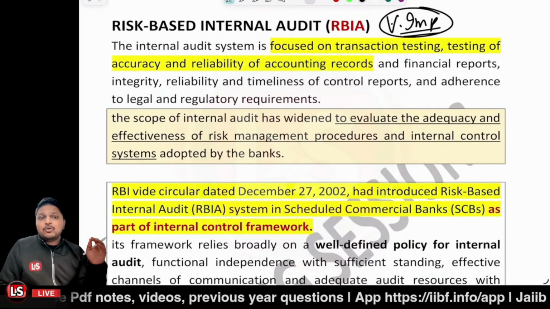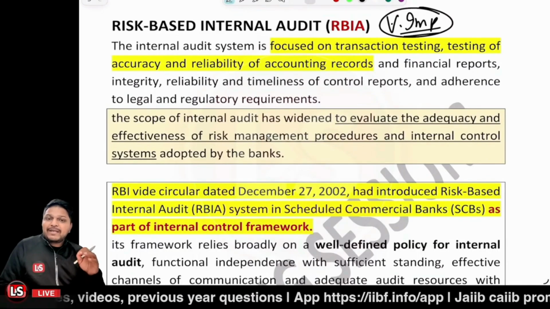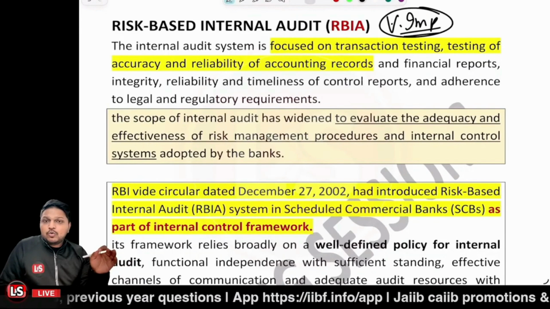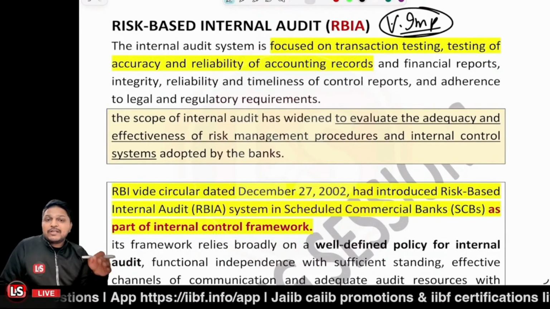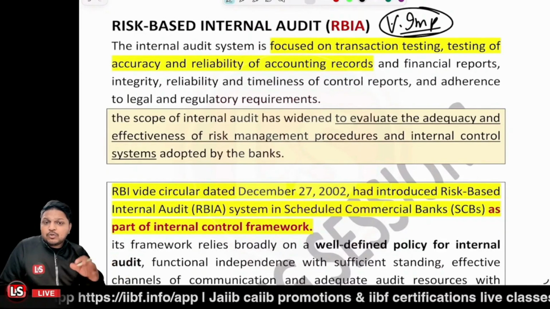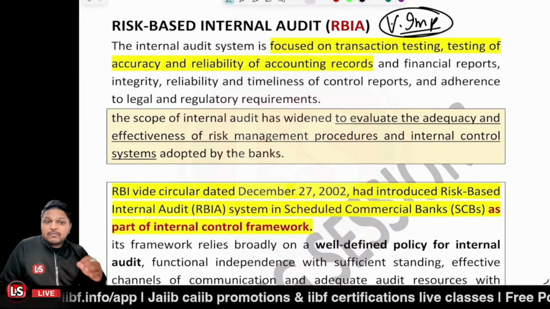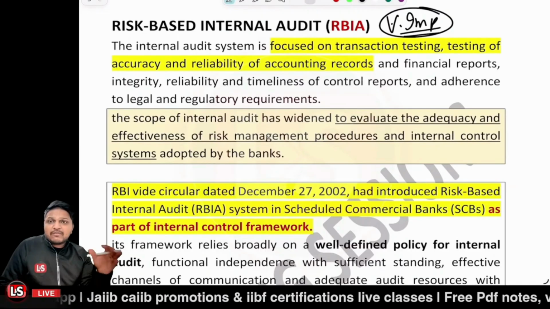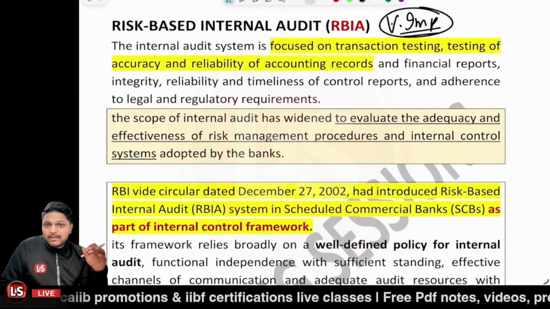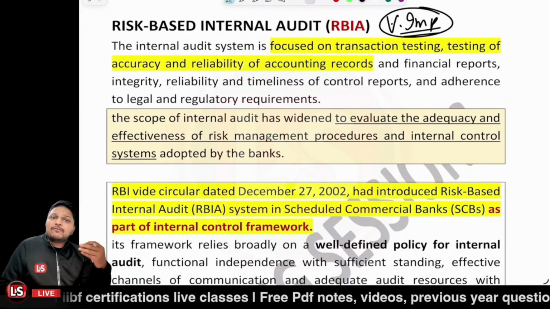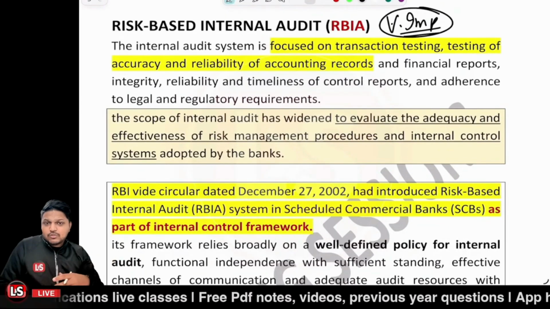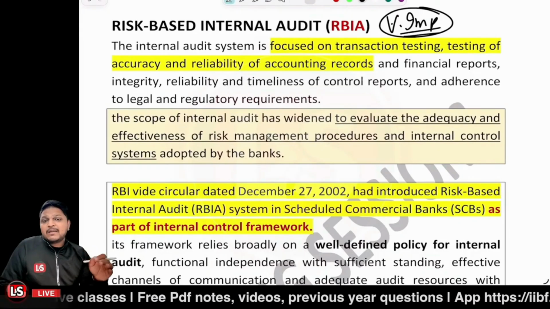Now we are going to test the transactions, we are going to test the accuracy, we are to check whether we can be relying on the accounting records or financial reports or not. Are those readily available? Can we be relying on those particular reports or not? Are we adhering to the different requirements, whether those are legal requirements or the regulatory requirements, whether we are following those requirements or not? So that is the main point related to RBIA.